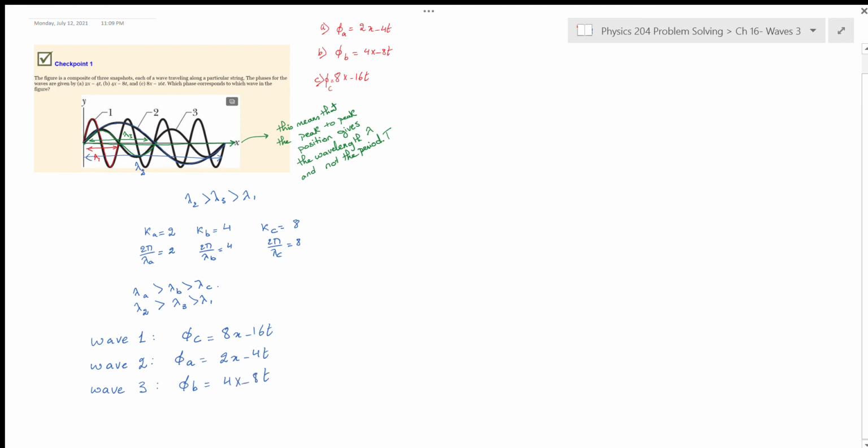So we can see that the one with the highest k is the one with the lowest wavelength, and the one with the lowest k, which is phi A, is the one that has the largest wavelength, which corresponds to wave number 2 in our case.